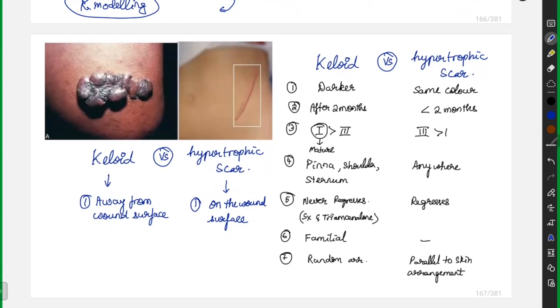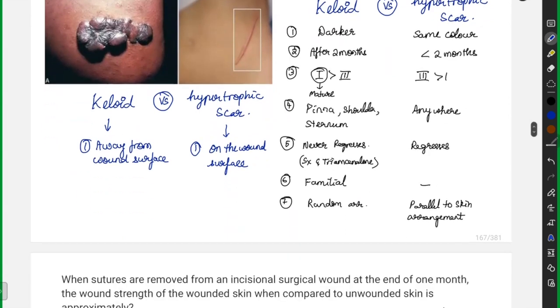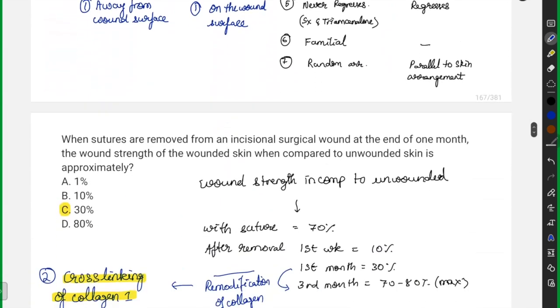Since keloid occurs after 2 months, collagen 1 is involved more than collagen 3. Whereas hypertrophic scar occurs in less than 2 months, therefore collagen 3 is more involved than collagen 1. And keloid has an abnormal arrangement, whereas hypertrophic scar has an arrangement parallel to the skin.